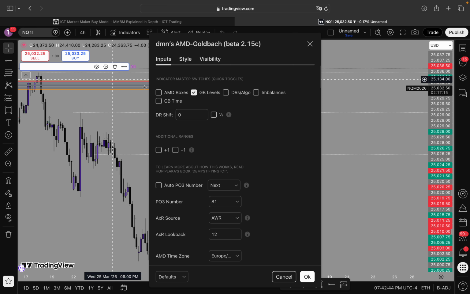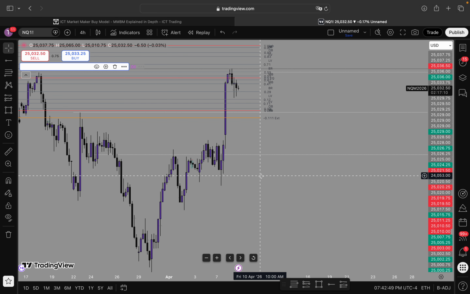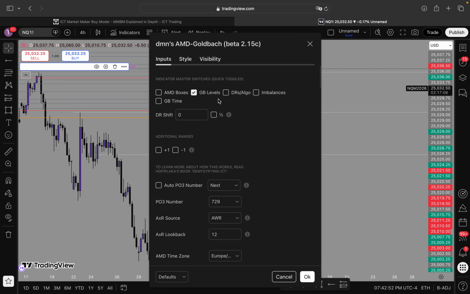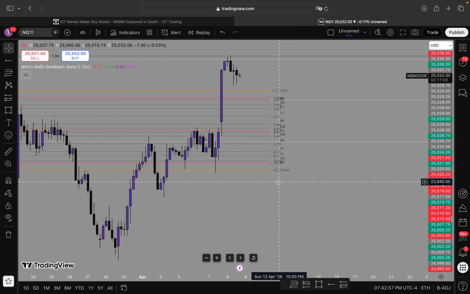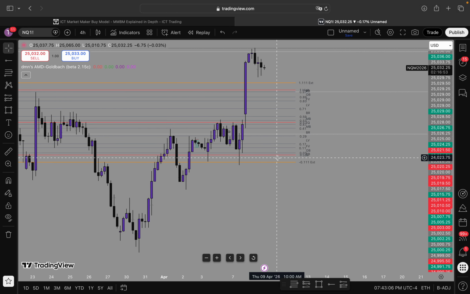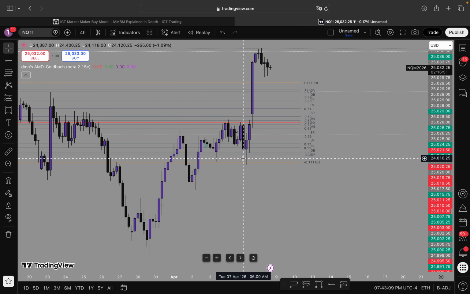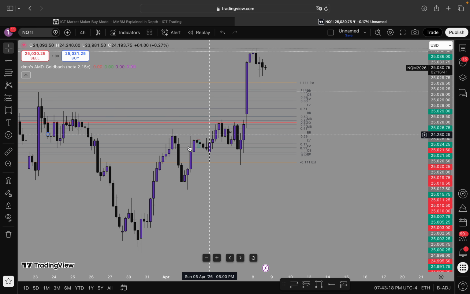We use our slingshot and gold back. We look at the 729. If we look at the 729, you can see we're having our fair value gaps here on the 4 hour last week pairing up inside our gold back levels. So the 4 hour moves the exact same as the 1 minute. Don't even look at the top and see that this is the 4 hour. Pretend that this is our 27 and we're in Asia and this is the 1 minute chart.